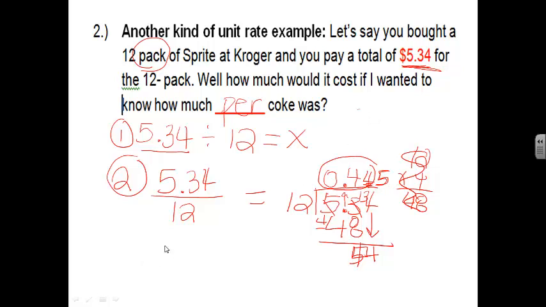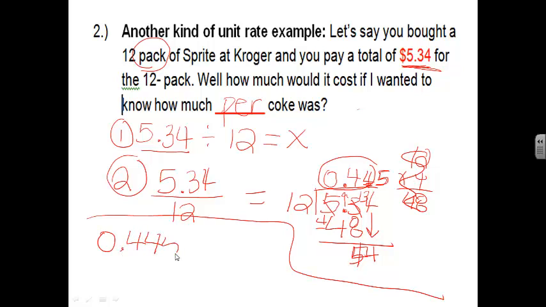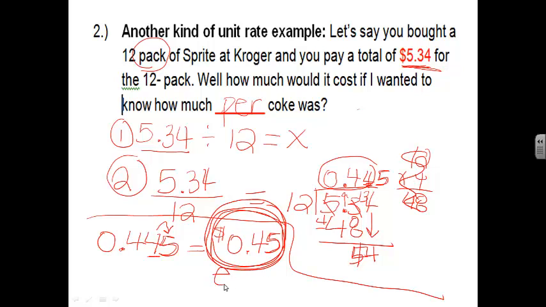So if I got this answer, I'm going to write it down here. If I got 445 thousandths, guys, we don't look at money like this. We look at money from the hundredths place. So I'm going to have to round. So if I rounded this in money, this would look like 45 cents. So my answer would be each Sprite in the 12-pack would be 45 cents each. Each Sprite cost me 45 cents to have a grand total of $5.34.